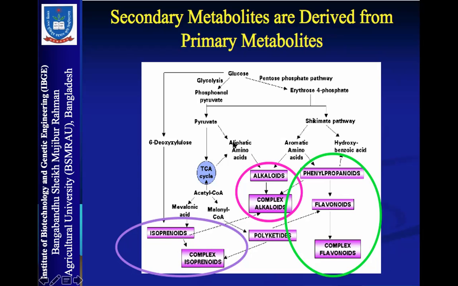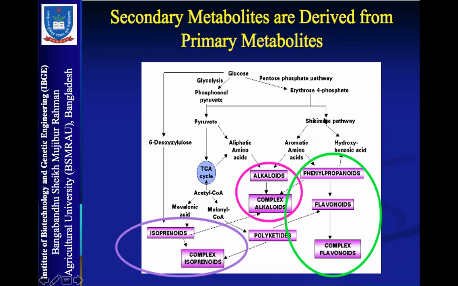Similarly, pyruvate can be converted into aliphatic amino acids, and amino acids are the precursor of alkaloids, because alkaloids are derived from the amino acids. So most of the amino acids, the 20 essential amino acids, are used for synthesis of protein, but some of the amino acids and some of the acetyl-CoA are used to synthesize the secondary metabolites. So alkaloids are secondary metabolites. There are various kinds of alkaloids.